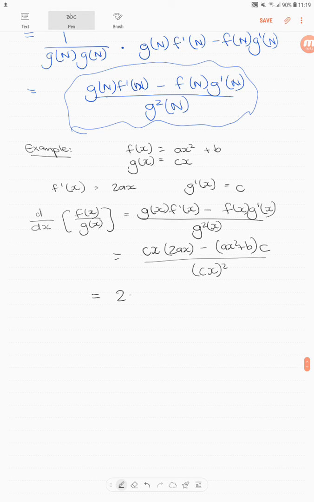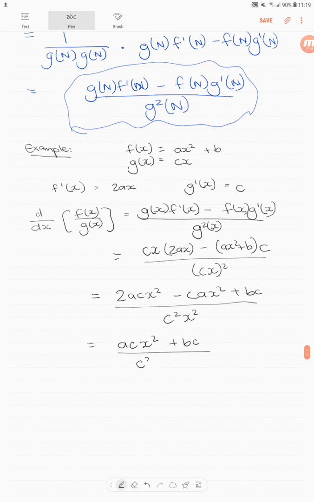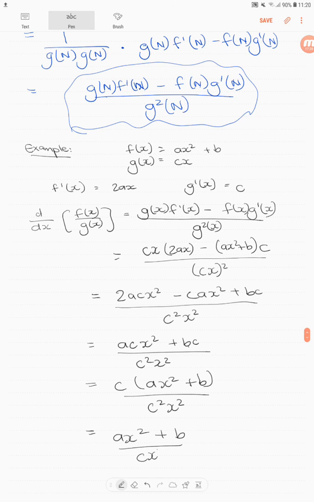This gives us 2 a c x squared minus a x squared times c plus b c, everything over c squared x squared. 2 a c x squared minus c a x squared is a c x squared plus b c over c squared x squared. We have c in both terms, so a x squared plus b over c x squared.